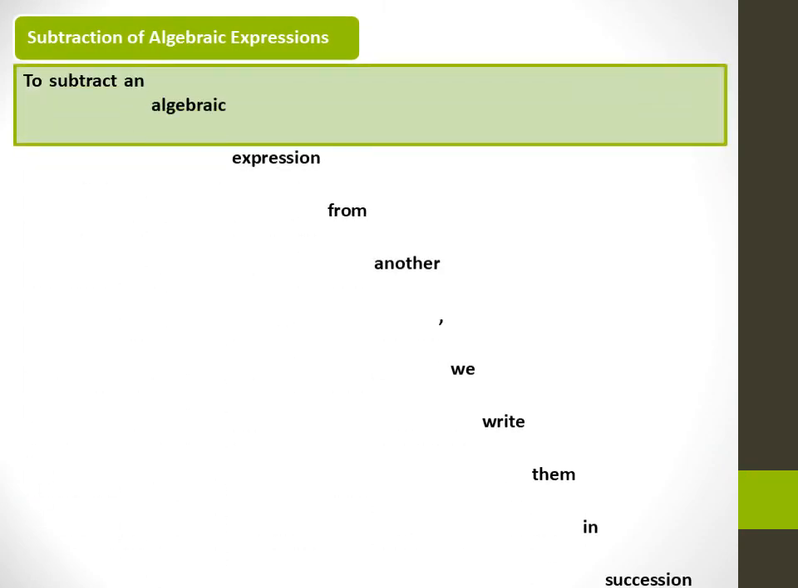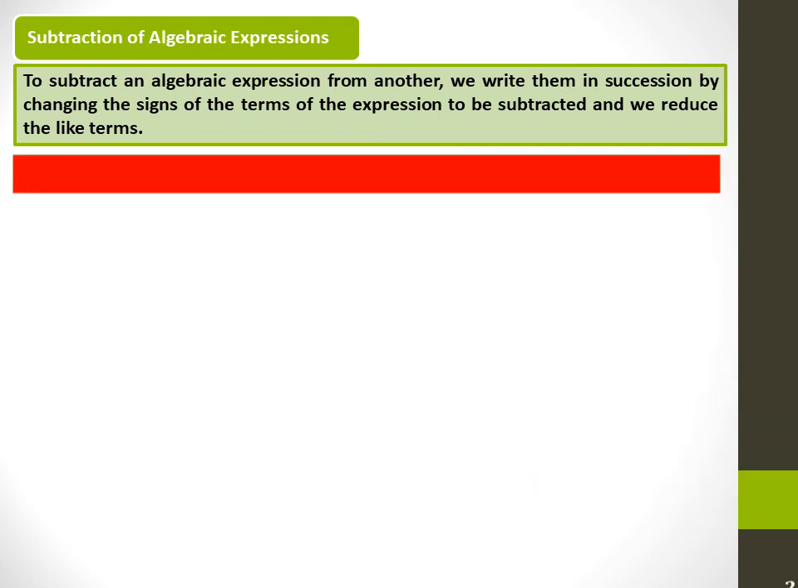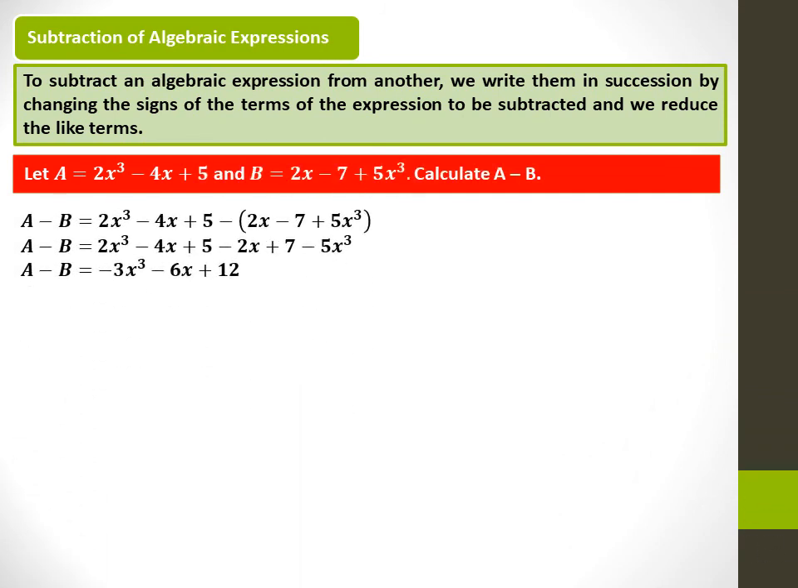Subtraction of algebraic expressions. To subtract an algebraic expression from another, we write them in succession by changing the signs of the terms of the expression to be subtracted, and we reduce the like terms. Let's calculate a minus b. A minus b equals 2x to the power of 3 minus 4x plus 5 minus in parentheses 2x minus 7 plus 5x to the power of 3.